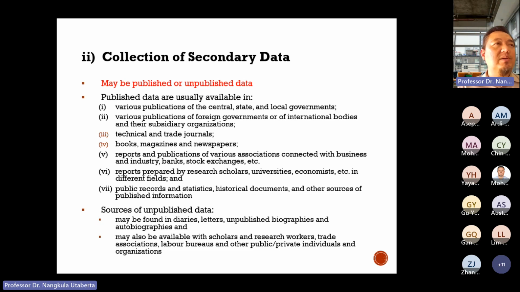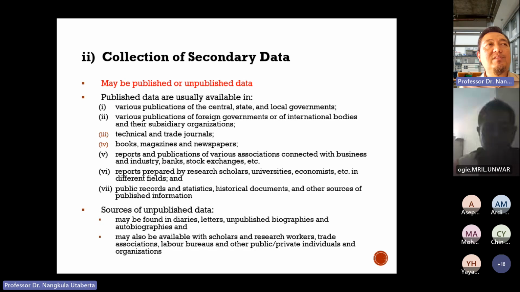Both can be used for your thesis, but of course the most important thing is that you mention it very clearly. Published data bring more weight than unpublished data, because published data means some other people might have read it. Published means some people might argue about it, give comments on it. So it's more developed than unpublished data.